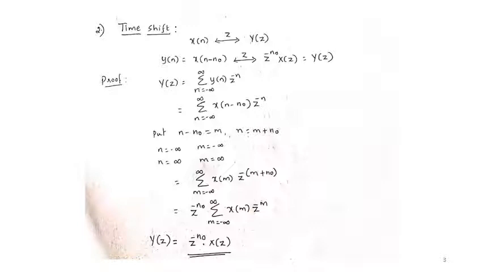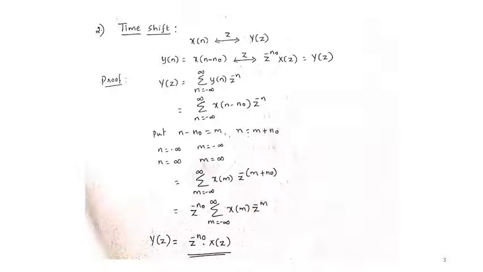So y of n is equal to x of n minus n naught, and its z transform is z to the power minus n naught into X of z. So that is equal to Y of z. So Y of z is equal to z to the power minus n naught into X of z. The shift in the time domain results in the multiplication by some complex term, that is z to the power minus n naught, in the z domain.